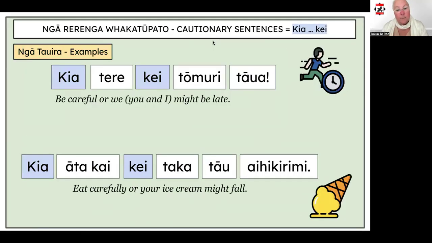Here's a couple more examples. Kia tere kei tōmuri tāua. Be careful or we might be late. And kia āta kai kei taka tau aihi kirimi. Eat carefully or your ice cream might fall.